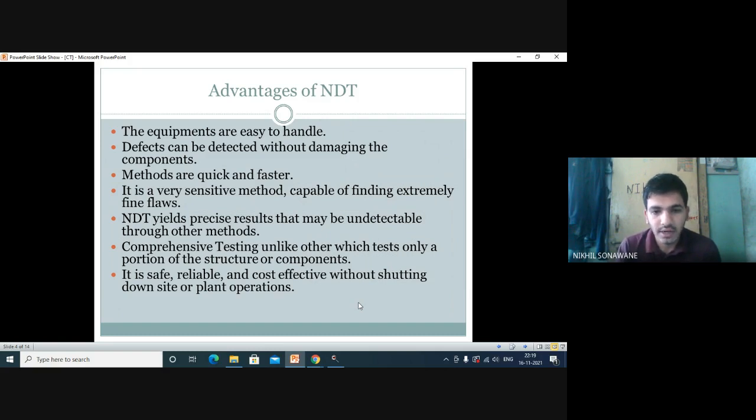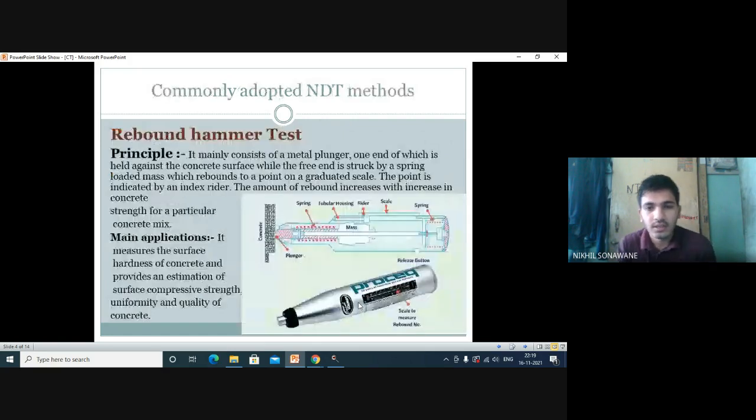Then it's a safe, reliable, as well as cost effective method. Here I have found some commonly adopted NDT methods which we see nowadays. And firstly I will explain the rebound hammer test.